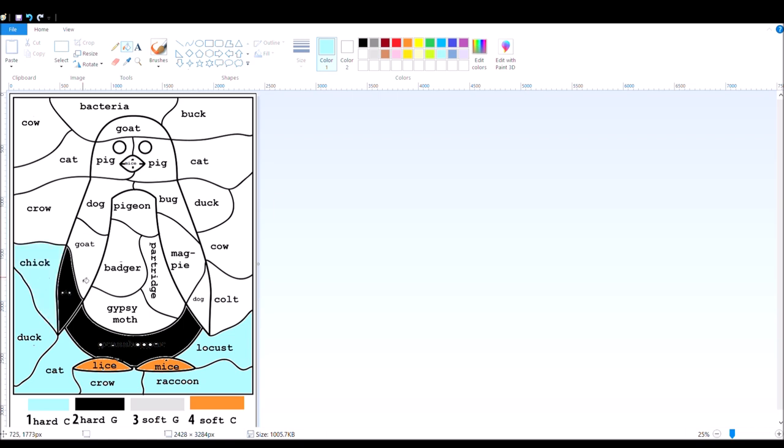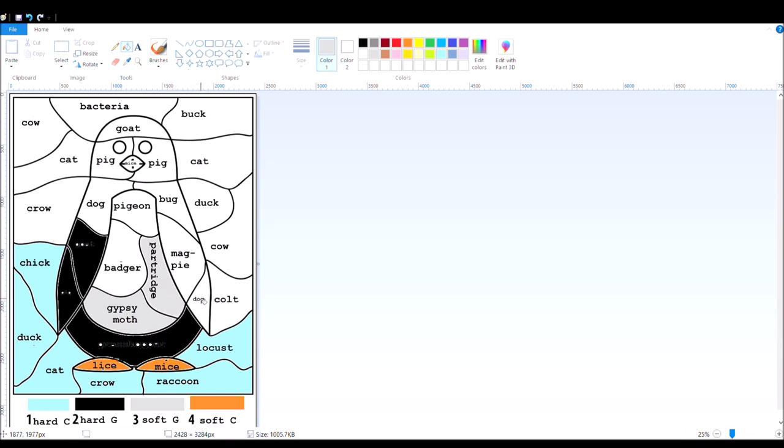The next one is goat. G, oat. It's a G followed by an O, not an I, E, or Y, and so it's a hard G. The next one is gypsy moth. The G is followed by a Y. Therefore, it will be gray. The next one over is partridge. P-A-R-T-R-I-D-G-E. The G is followed by an E, and is therefore soft, and therefore gray.